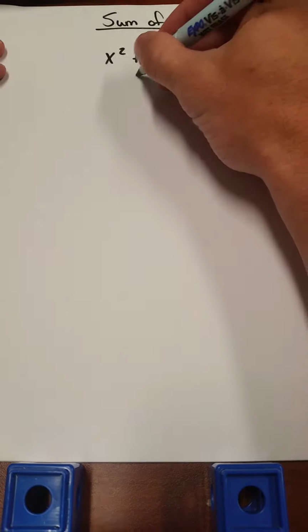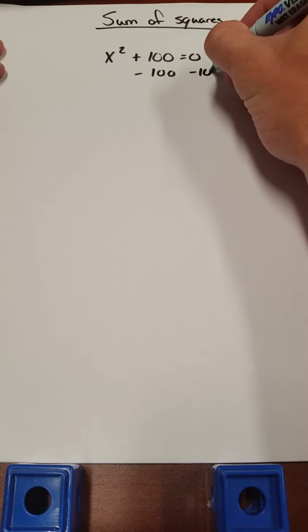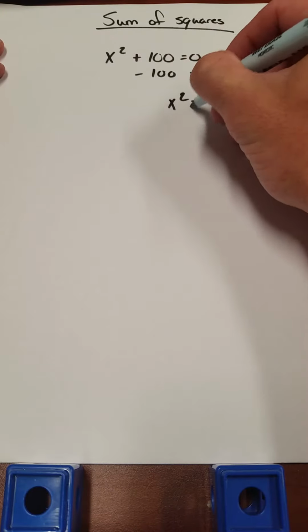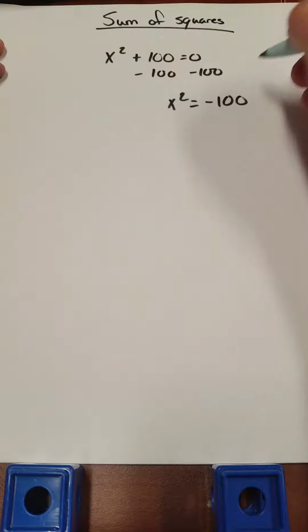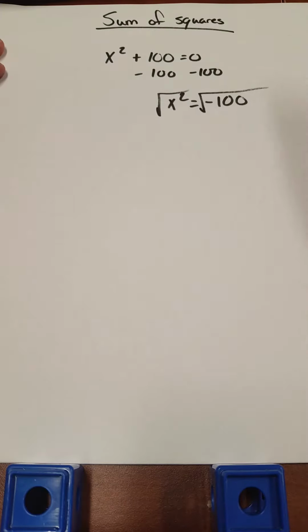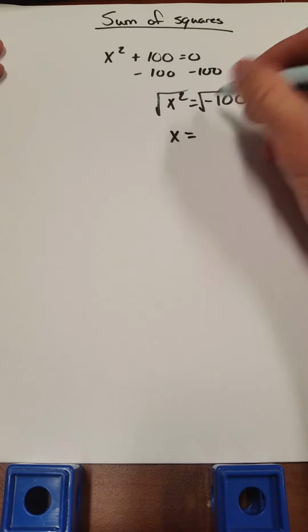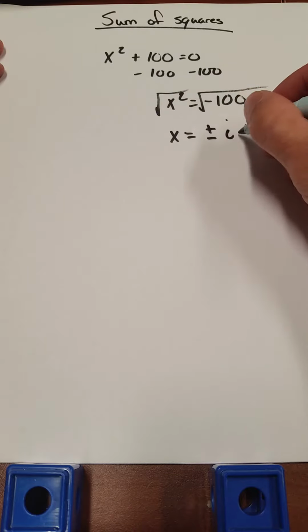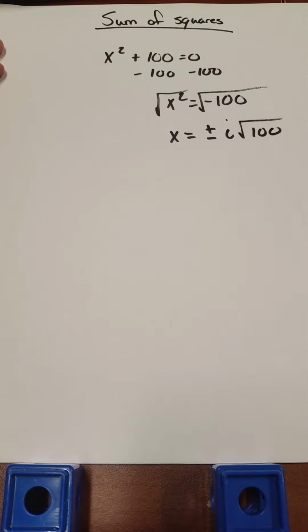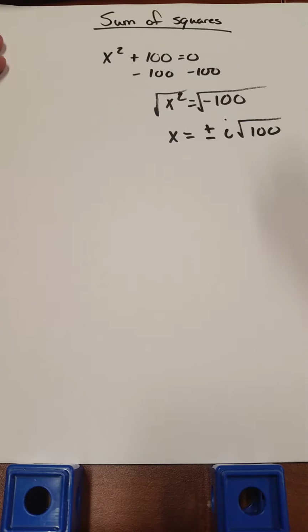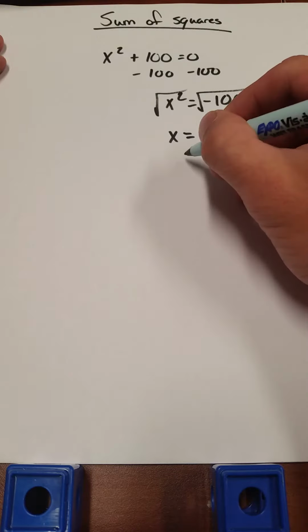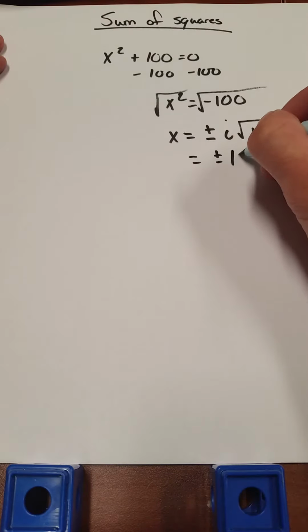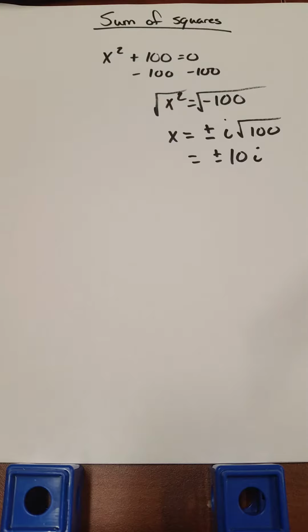term here. So we would subtract 100 from both sides and get x squared equals negative 100. To get the x by itself, we take the square root. X equals, anytime we take a square root, we do plus or minus. There's a negative underneath, so we get i square root of 100. Either you do the factor tree here or you realize, hey, that's just a perfect square, so that's actually 10. So x equals plus or minus 10i is the solution.